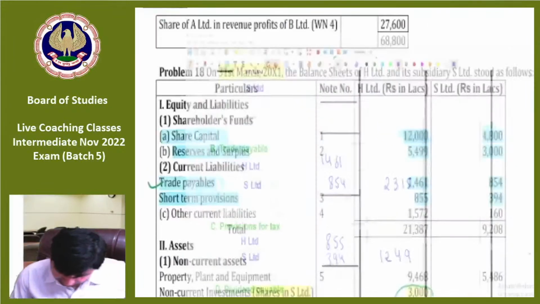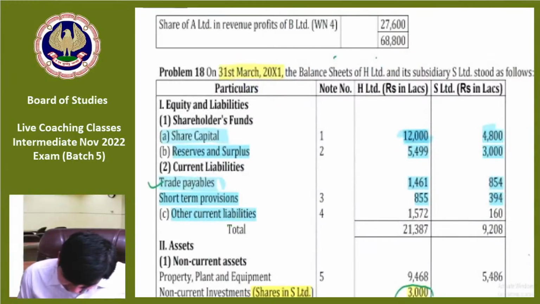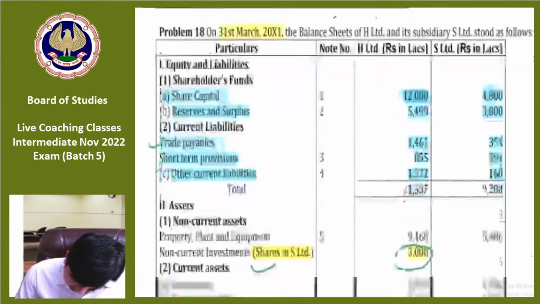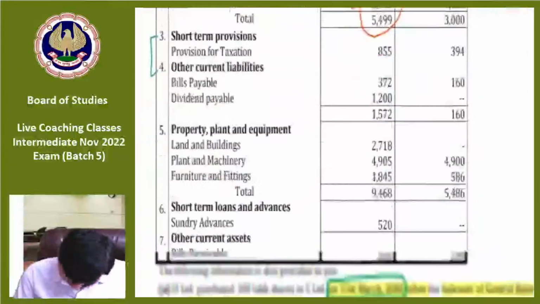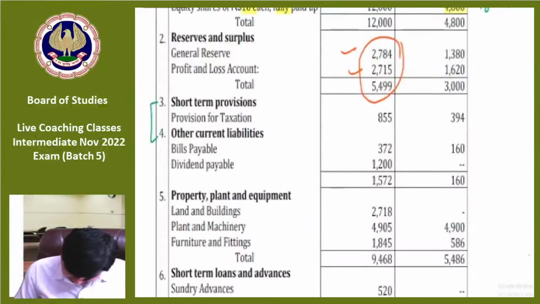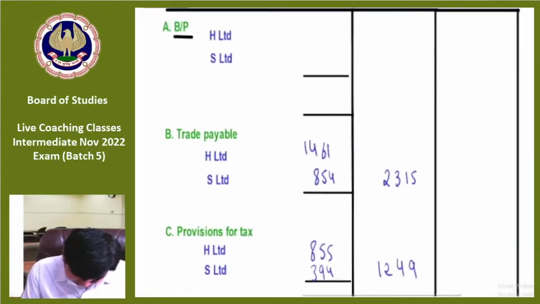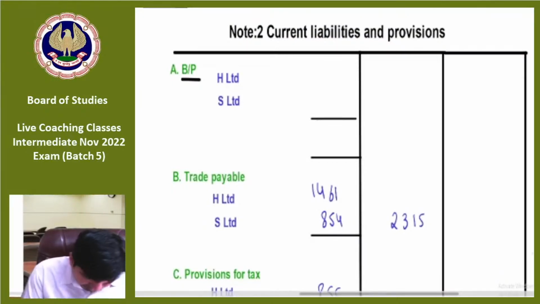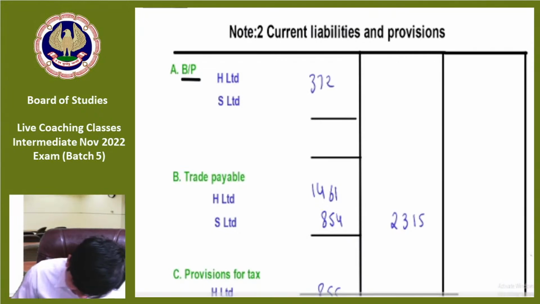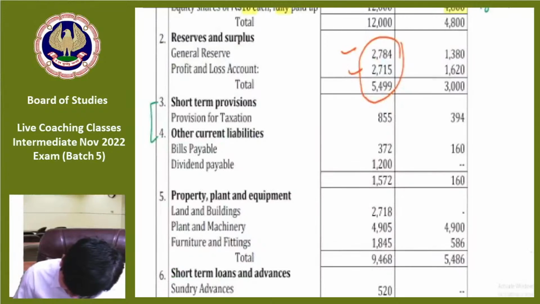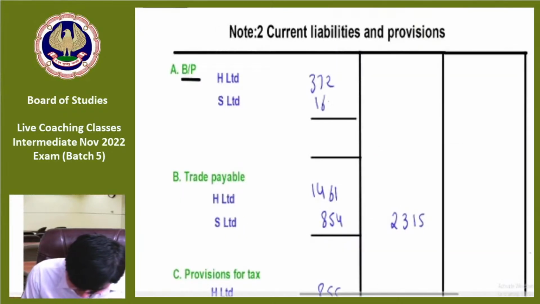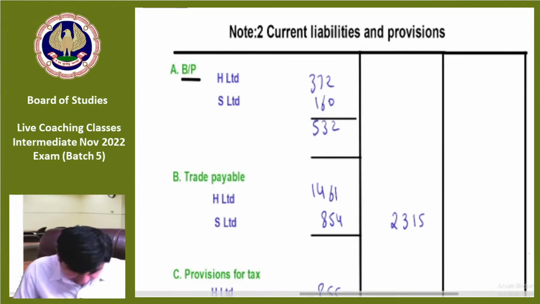1249. And after that, another part is there: other current liabilities. Please go to the notes to accounts. What are the figures in other current liabilities? Note number 4. Please post the blood pressure there. That is 372 and 160 also. Yes. In total, this is the figure.